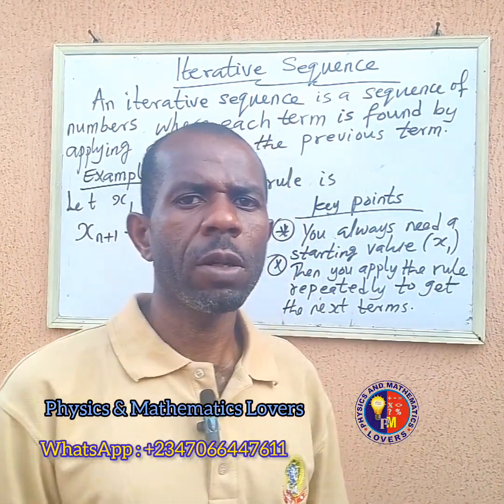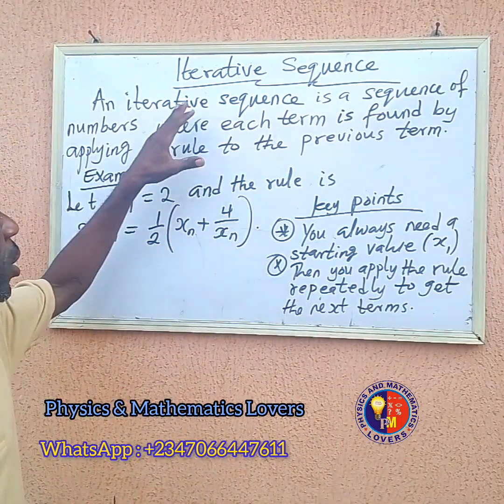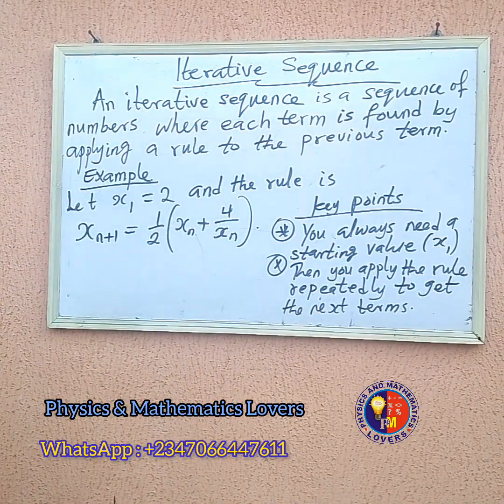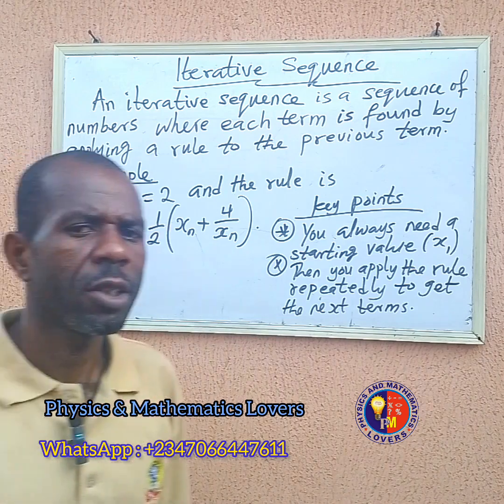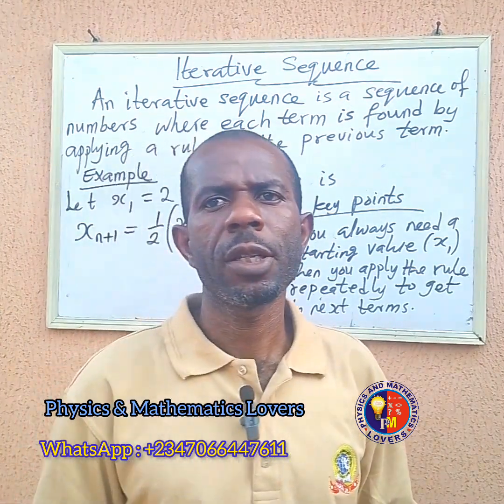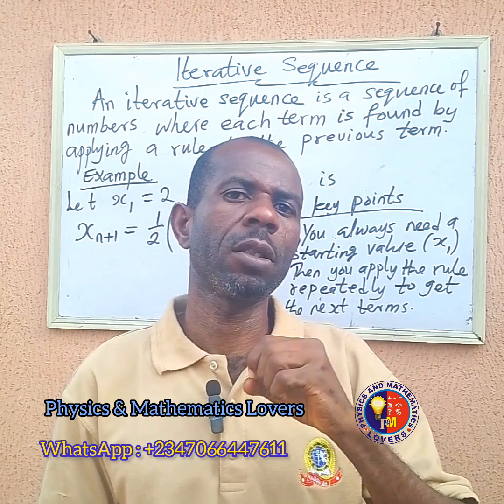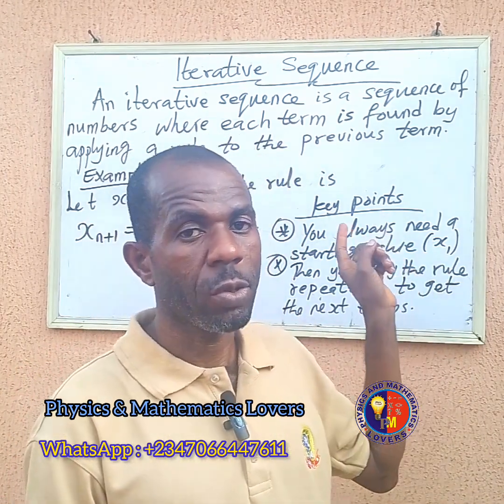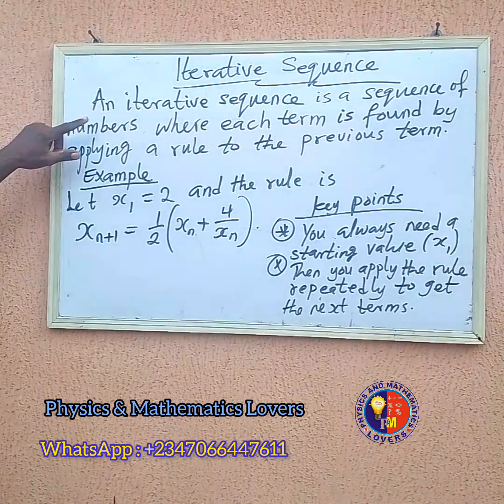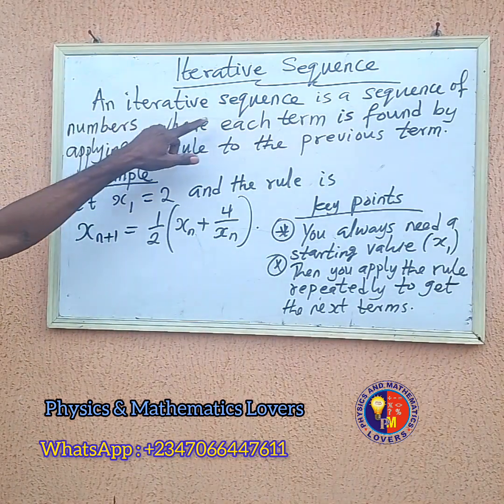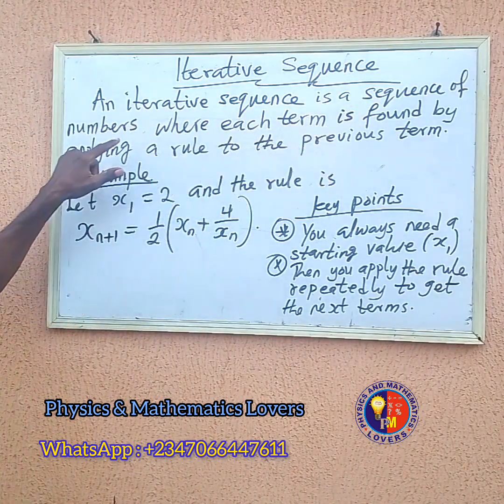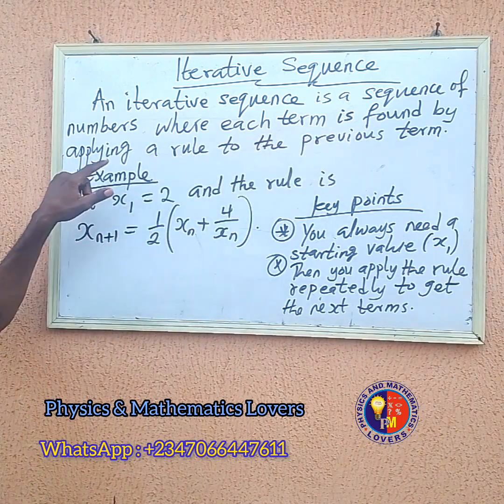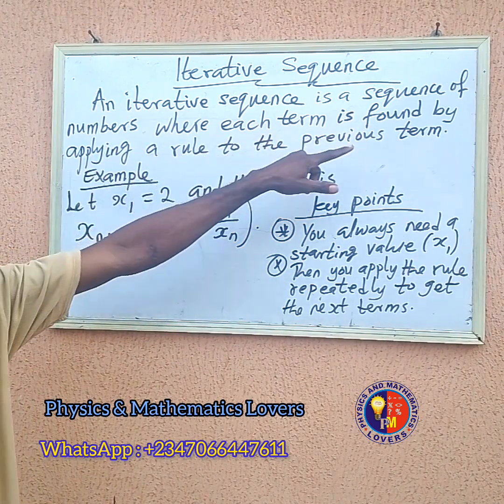In today's class, we are going to look into this new topic in mathematics. We have iterative sequence. What is an iterative sequence? Let us have a proper understanding of the topic before we solve questions on it. An iterative sequence is a sequence of numbers where each term is found by applying a rule to the previous term.